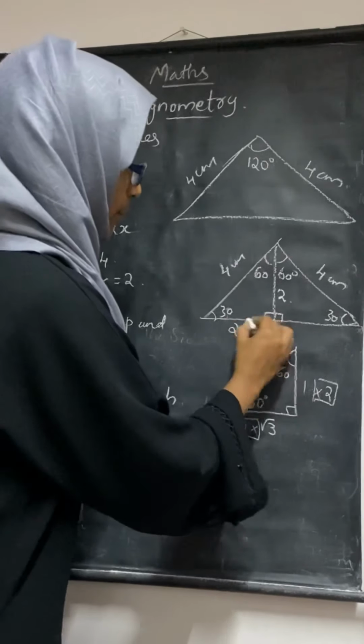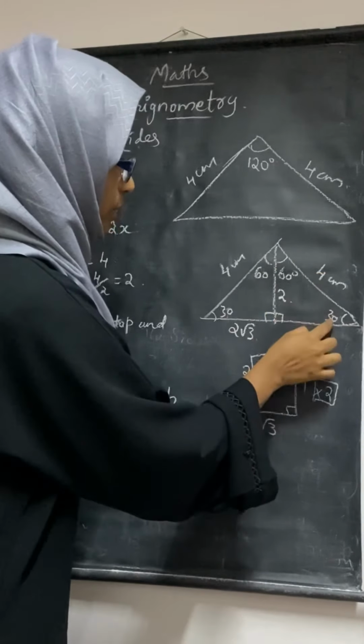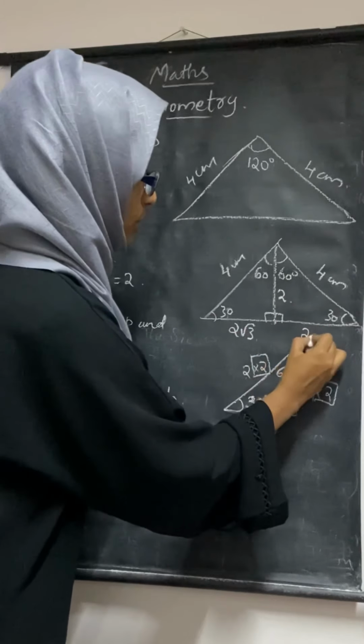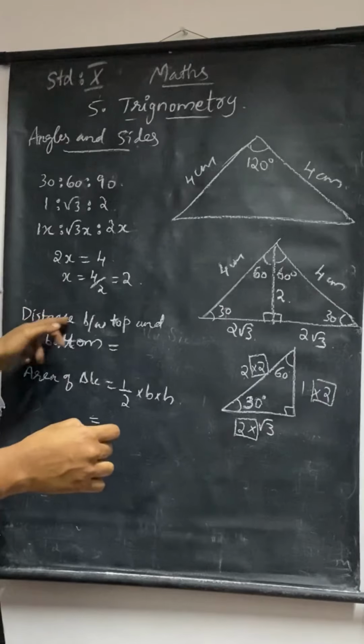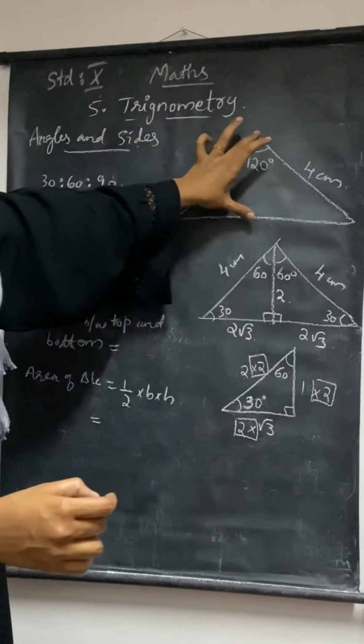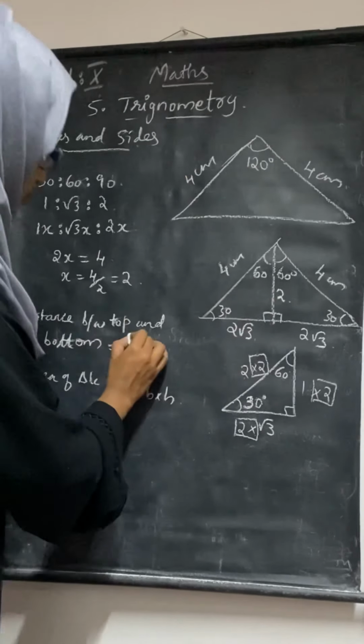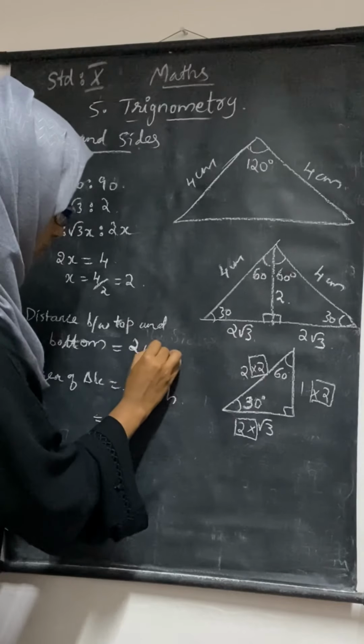Now what happens here? This also is the same, no? 30 is opposite 2, 60 is opposite 2 root 3 and 90 is opposite 4. Now what do you want here? Distance between top and bottom. Distance between top and bottom, how much did you get? 2 centimeter.